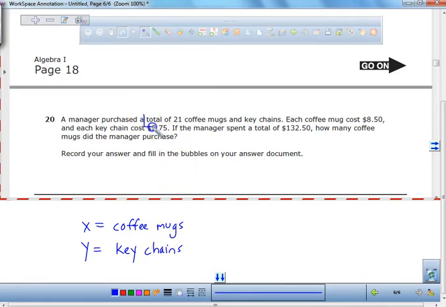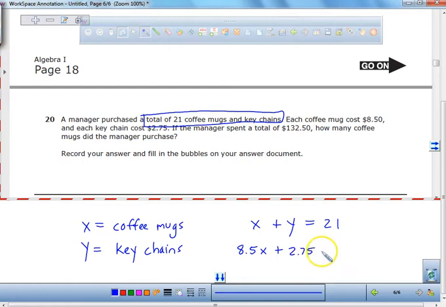Now it said, the very first part, there's a total of how many? So could you put X plus Y equals 21. X plus Y equals 21. Now it says each coffee mug costs what? $8.50. I'm going to put 8.5 per each coffee mug plus each keychain costs $2.75. So I'm going to put $2.75 times Y. And what is that a total of? 132.5, right?